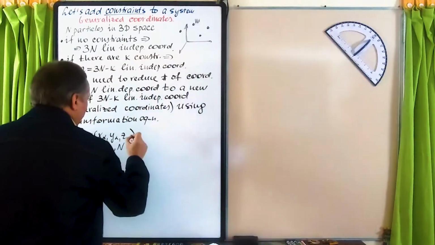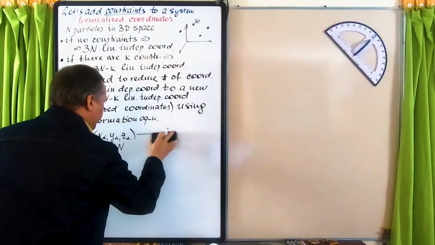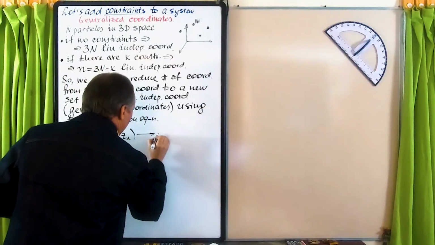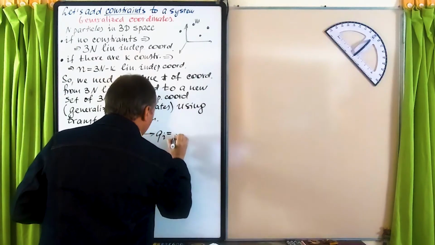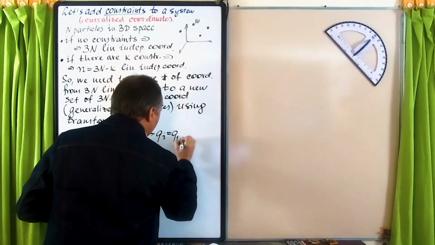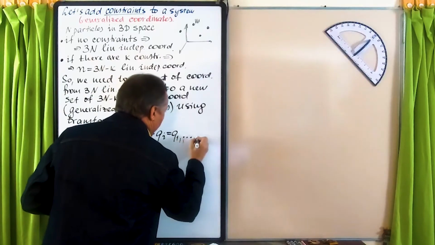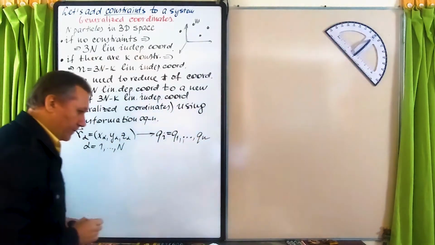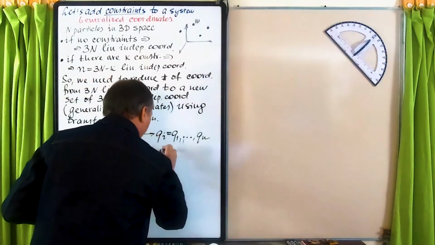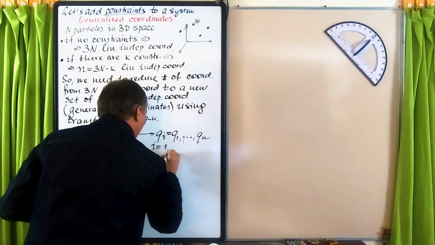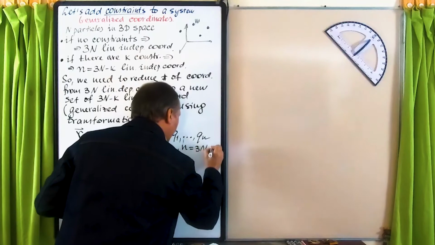So from these, we will have to go to, let me make it shorter, Qi. It will be from Q1 all the way to Qn, where n, of course, is small n, 3n minus k. So where i spans from 1 to n, which is 3n capital minus k.